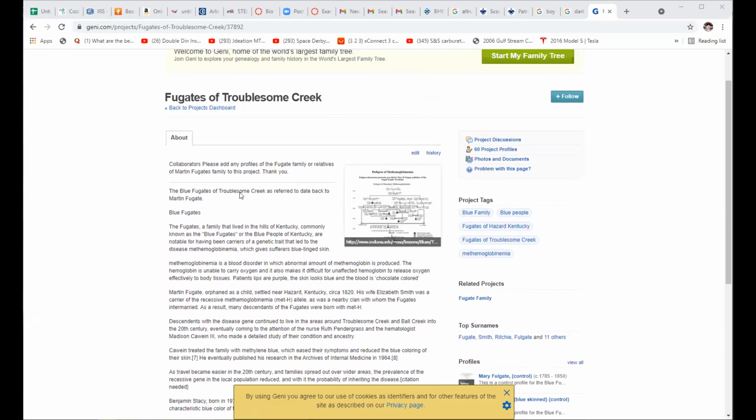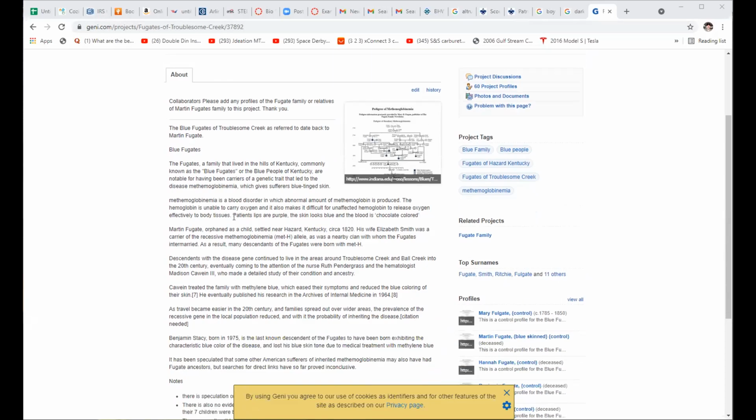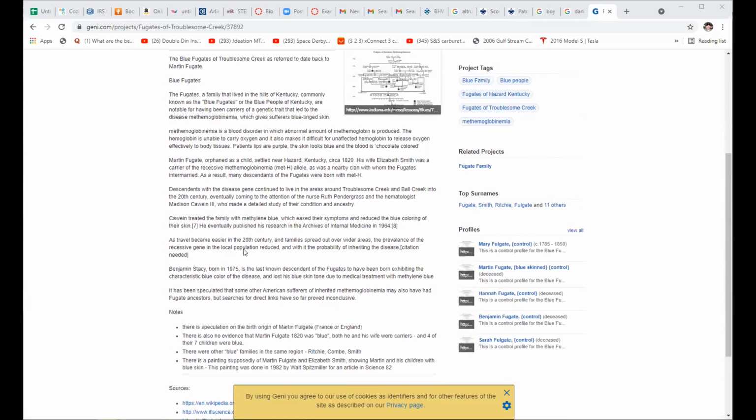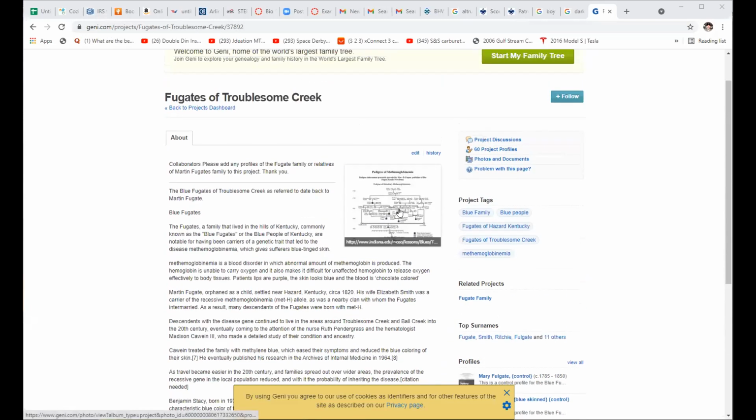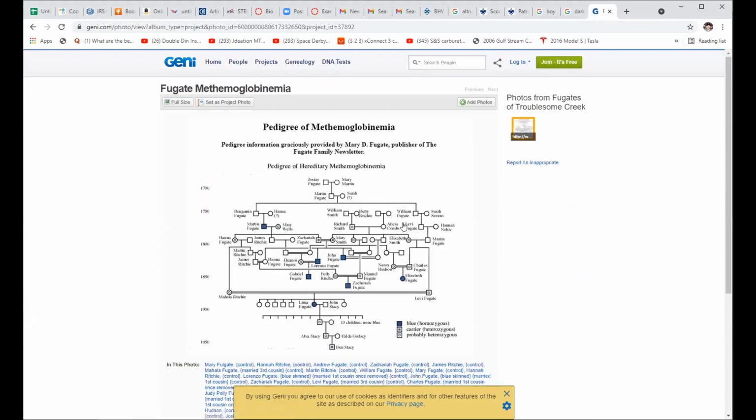Okay, so this talks about the Fugates of Troublesome Creek. I think they changed the website from this, so I'll need to update that to genie.com/projects/Fugates of Troublesome Creek 37.819. So anyway, this talks about it. It's a skin condition that causes your skin to be blue. And what I really wanted you to look at is this pedigree.